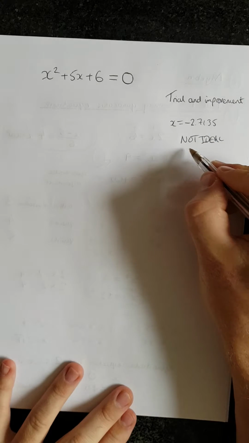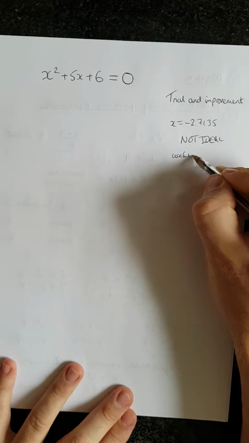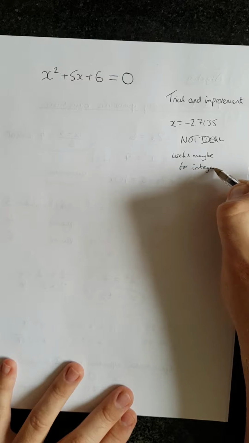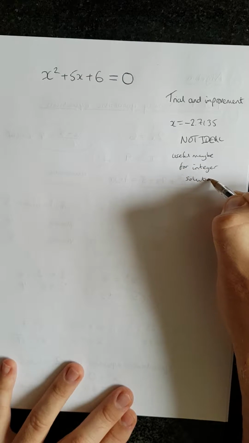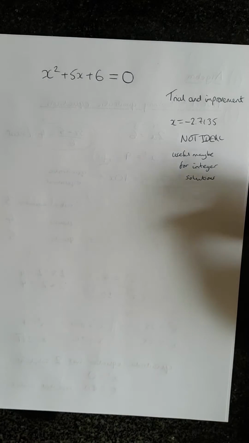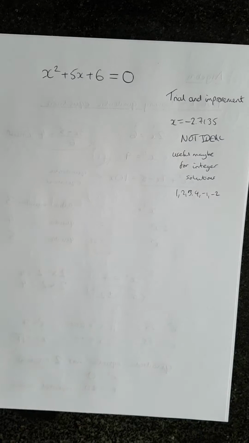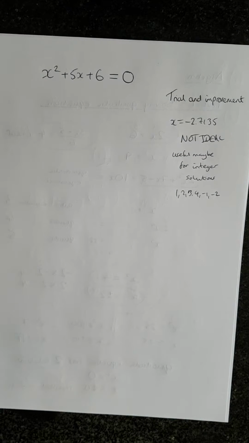because it will only really be useful maybe for integer solutions. Because if we guess 1, 2, 3, 4, minus 1, minus 2, we might hit on some solutions, and that's great. But not this. So, how can we solve this equation? Right.